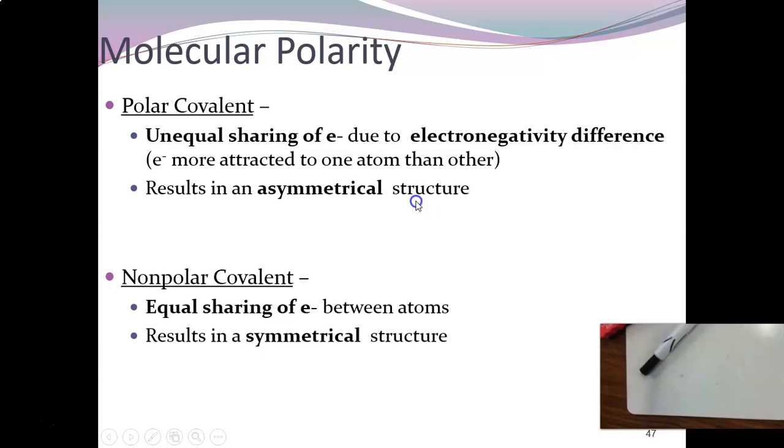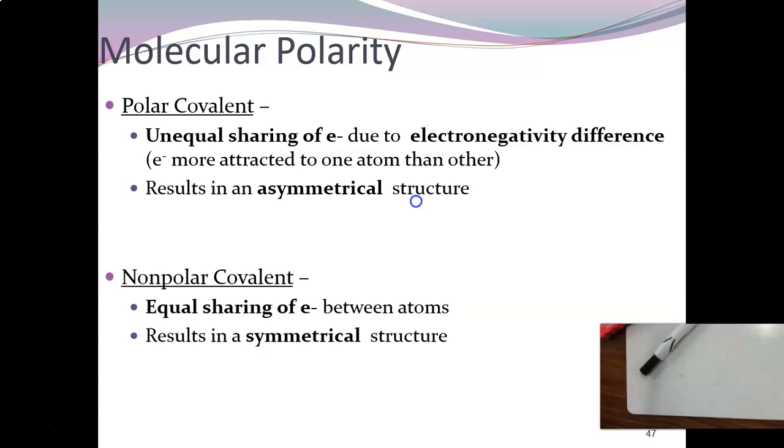Okay, polar covalent molecules and nonpolar covalent molecules. So here's polar, first of all. What is polar? Polar is, in chemistry, when you have something with opposite charges. Like the opposite poles of a magnet, okay? But in chemistry, when we're talking about molecular polarity, what that means is that one side would be really positive and one side would be negative. It would be polar. It would have two opposite charges.